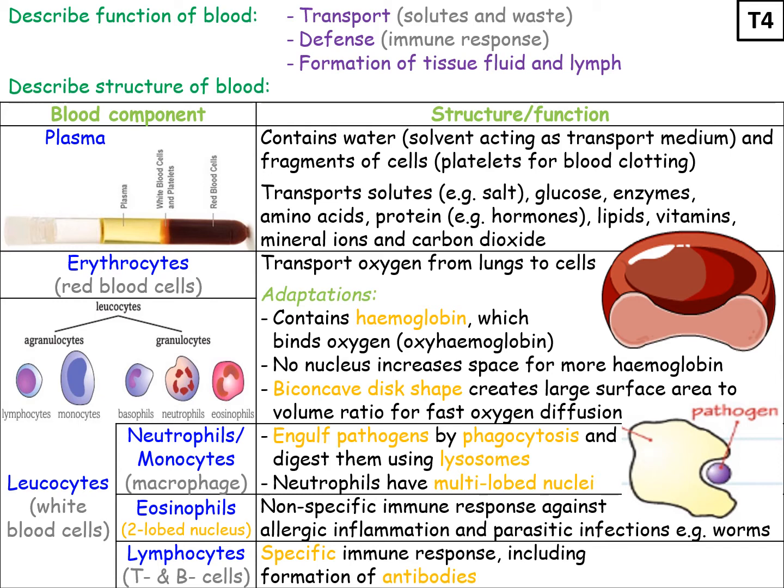So the structure and function of plasma is that it contains water. So that means water, we know, is a good solvent and acts as a transport medium. They also contain fragments of cells or platelets for blood clotting.